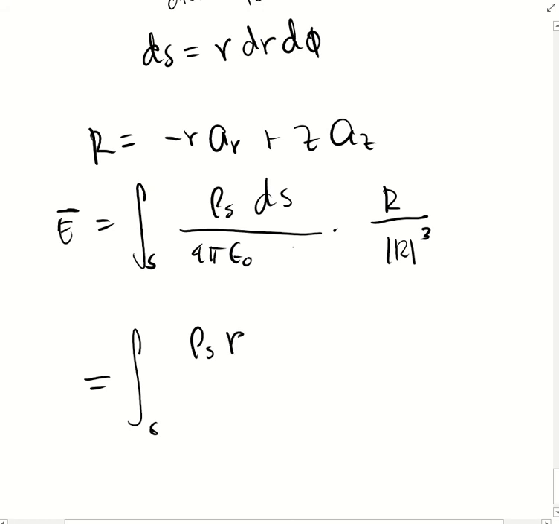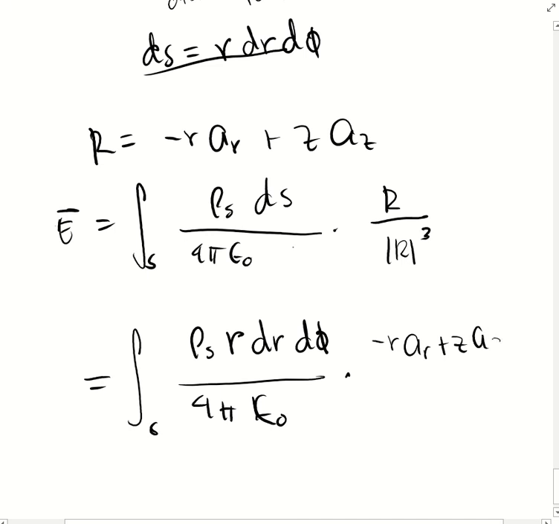ds is equal to R times dr times d phi. Saan galing yun? Ito. Then, all over 4 pi epsilon naught times yung r natin is negative r, ar plus z, az. Then, i-divide natin yung square root. Yung magnitude niya is just r squared plus z squared. Then, kailangan pa natin tong i-cube. Ayan na.